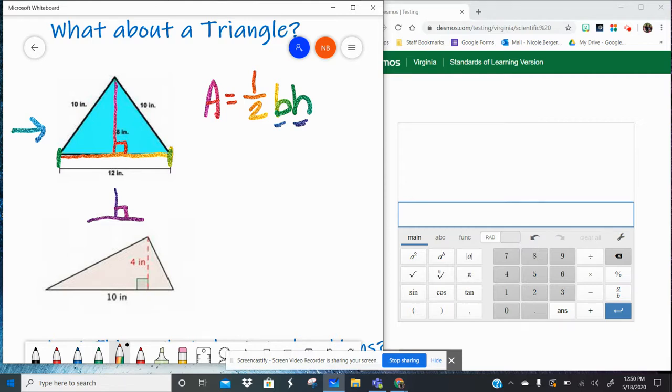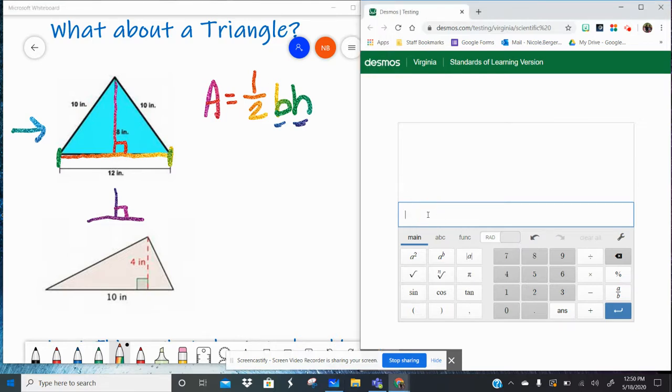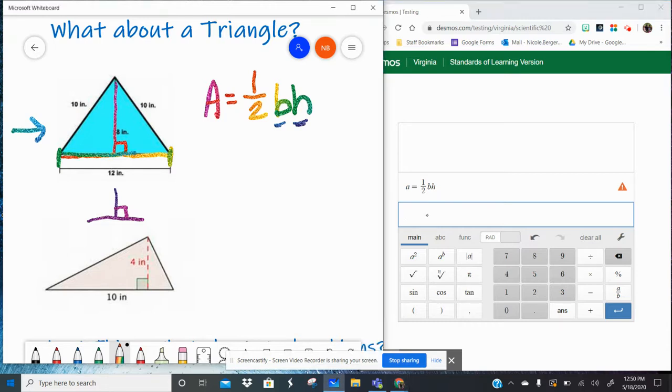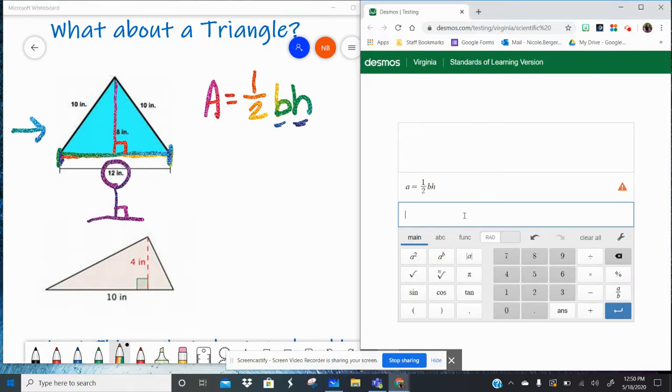So when I'm using my formula, I go over to my Desmos. I could even type in A equals, and I'm going to do 1/2, get out of the fraction, BH. Okay? Now, my base is the outside line that forms that 90-degree angle with the height. So my base is 12. I'm going to come over here. B equals 12.